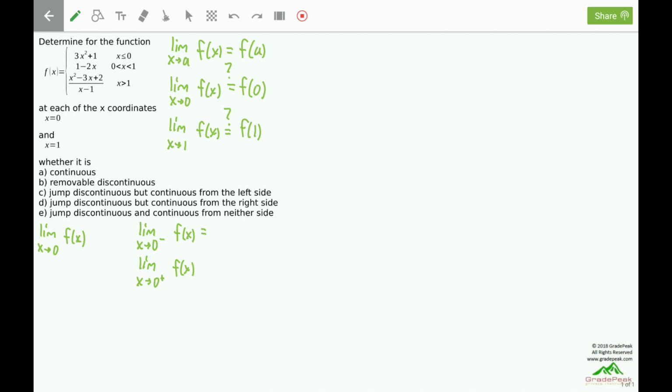Left side of 0 means less than 0. From the split expression function up here, that means we will use that expression for f of x. So we can replace f of x with 3x squared plus 1. Next thing to do is try plugging a 0 in for each of the x's. That will give us 3 times 0 squared plus 1. And 0 squared is 0 times the 3 plus 1 will give us 0 plus 1, or just 1.